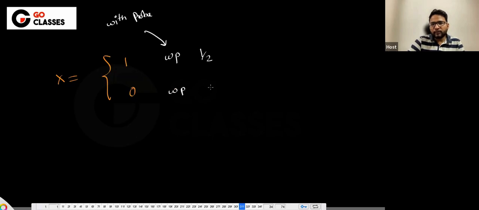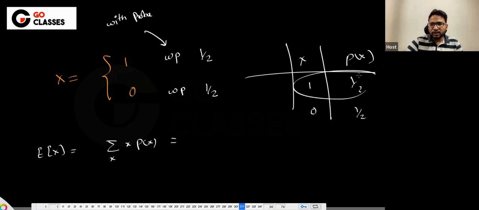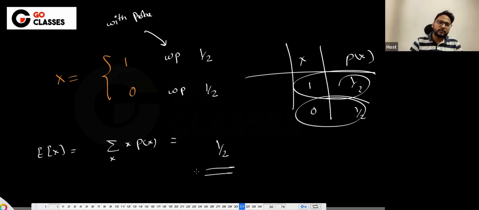Okay, with probability 1 by 2, which means x is taking 1 and 0 with probability 1 by 2, 1 by 2. Now can you calculate the expectation? It is basically the same as saying summation over all values of x, x times p(x). Let me write a table of the values of x and their probabilities. The values of x are 1 and 0, with probabilities 1 by 2, 1 by 2. You take the multiplication and sum, and the final answer is 1 by 2. That's how you can calculate the expectation.